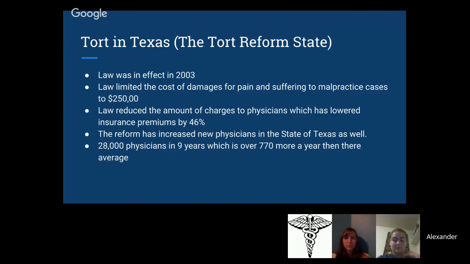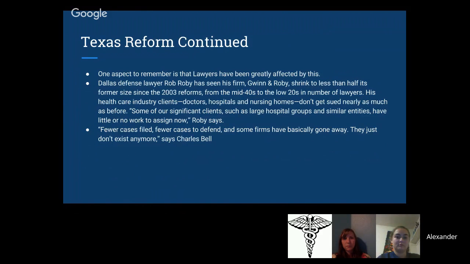And some of the stats for that is 28,000 physicians in the 9 years, 28,000 more, which is over 770 more a year than their 9 years before. And it's continued. And I thought this was kind of interesting. One aspect to remember is that lawyers have been greatly affected by this in Texas.